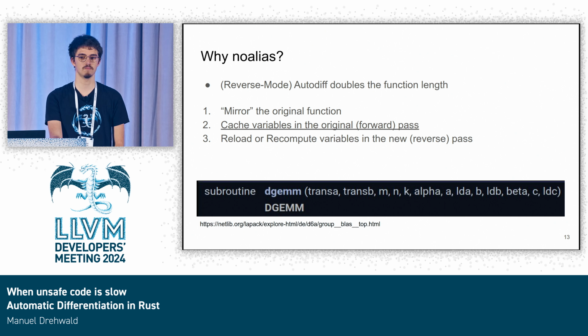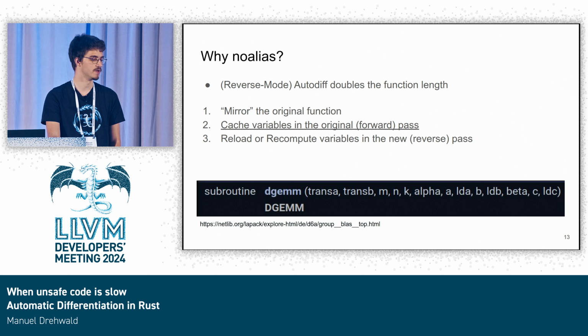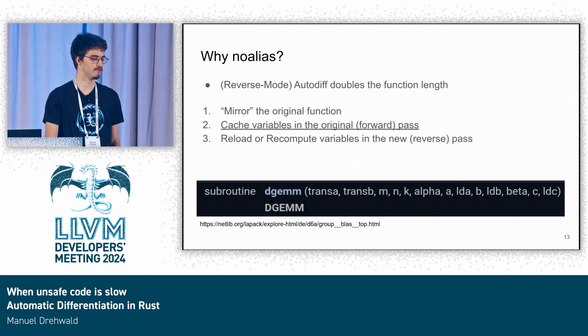And then we modify both parts of this new function. In the forward pass, the original one, we cache variables which we might need later for computing derivatives. And in the second pass, the new reverse pass which we have added, we either reload stuff which we have cached before, or we recompute. Which of the two we do is a tough question. There's no clear answer to it, but there are good trade-offs.